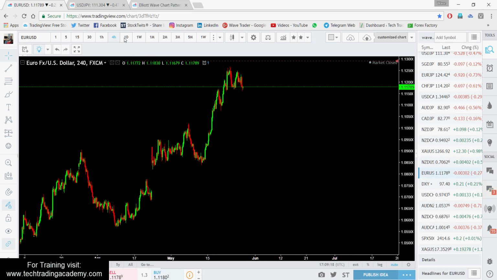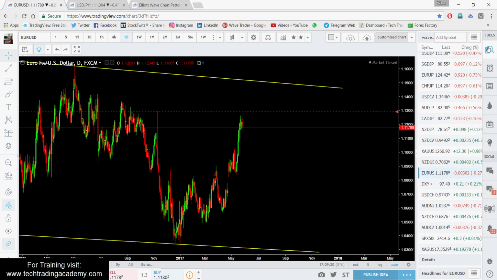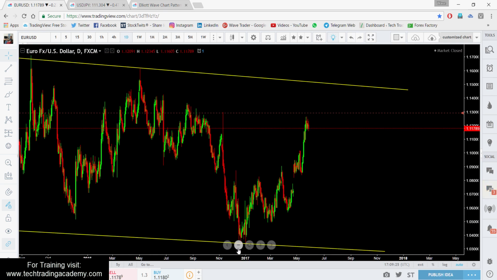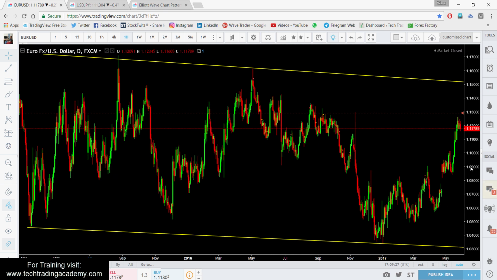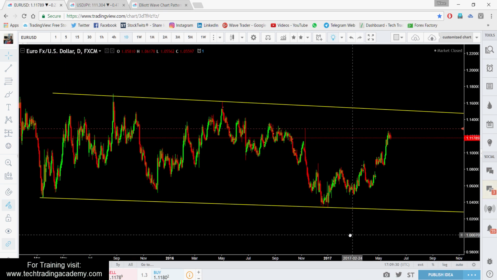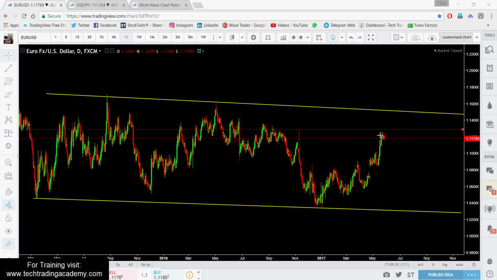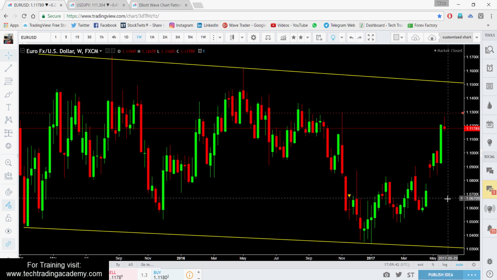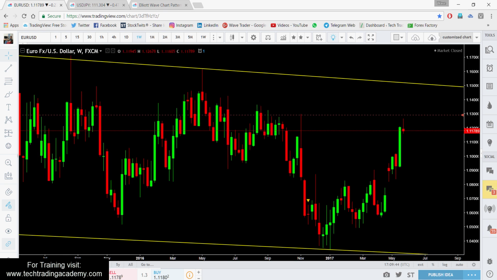EUR/USD is not ready to do anything. I'm not interested in looking for a trade setup on this pair at the moment until I see that we are holding that top. Currently it's showing some signs. These signs mean that price started to struggle to the upside. Let's look at the weekly. You can see the weekly candle. Price started to struggle for upside, but currently it is not ready.